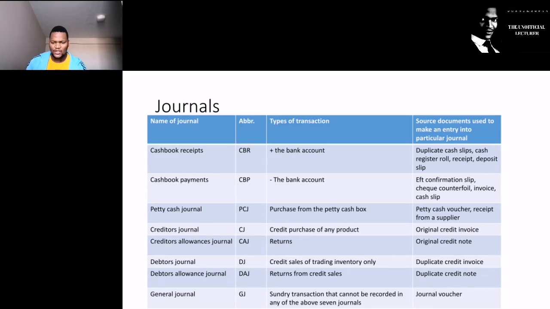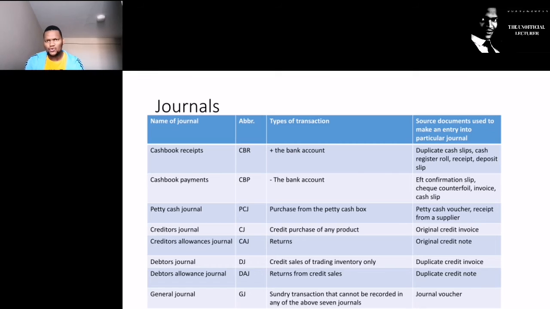Creditors allowance journal. Creditors allowance journal, we use it in a case whereby if you buy inventory from a supplier, then you are not happy with the inventory because the inventory was damaged. You are entitled to return that inventory because you are not happy with it. So we will use what you call the CAJ, or the creditors allowance journal.